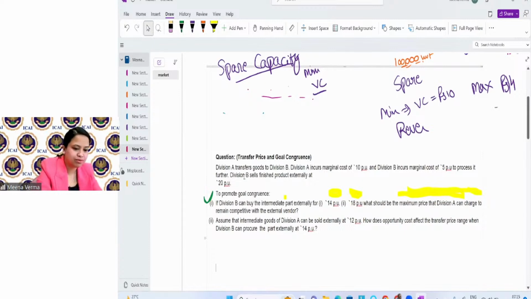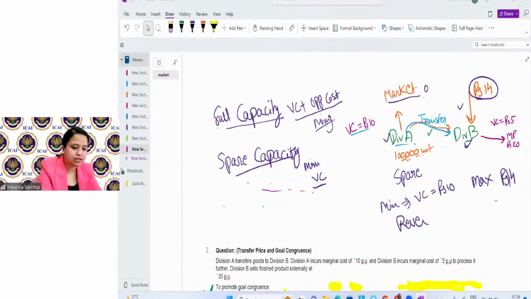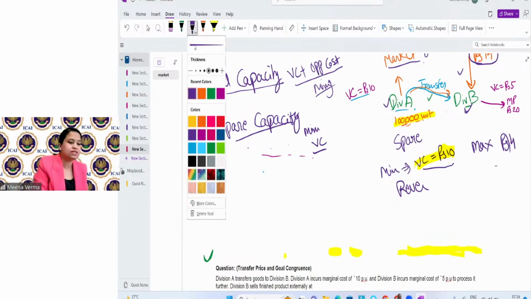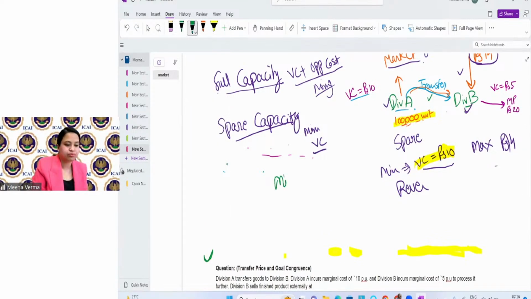Give me 1 minute, I'm writing it here. So what is happening here? The manager of division A cannot go below this amount, because this is the cost he will incur when he produces the goods. This is the minimum cost that he will incur. So the minimum cost or the minimum expectation here is rupees 10.